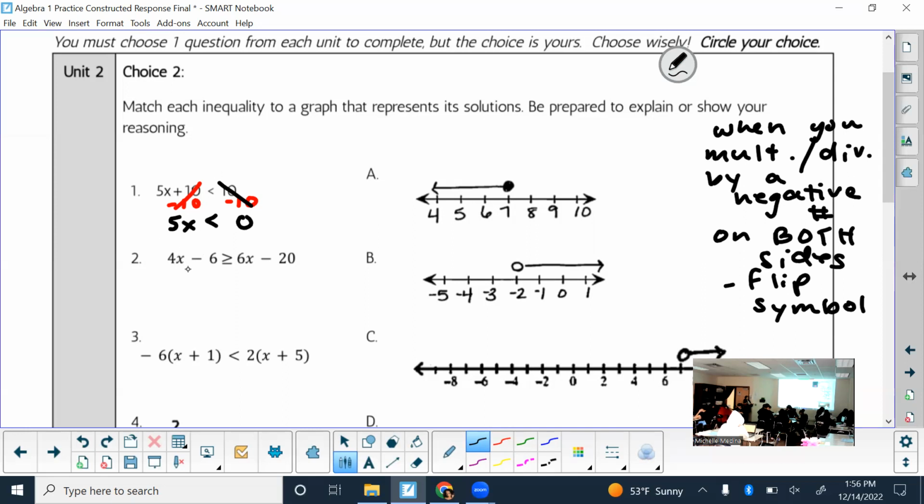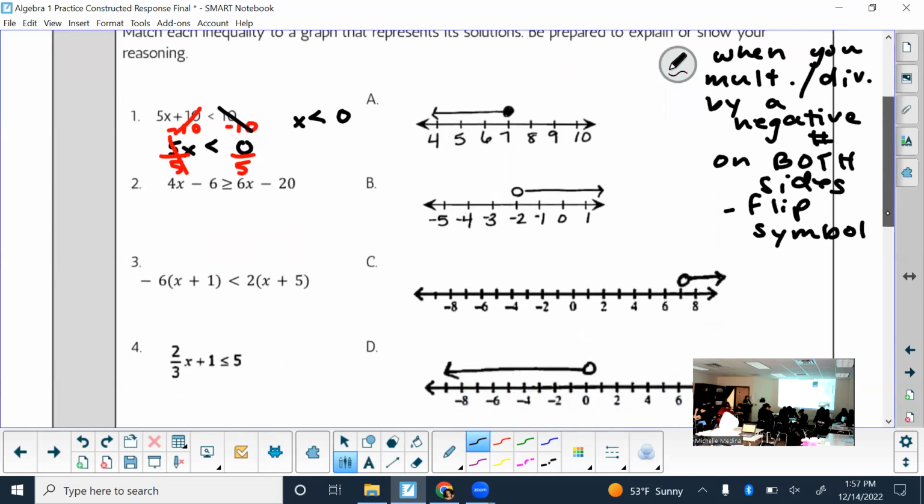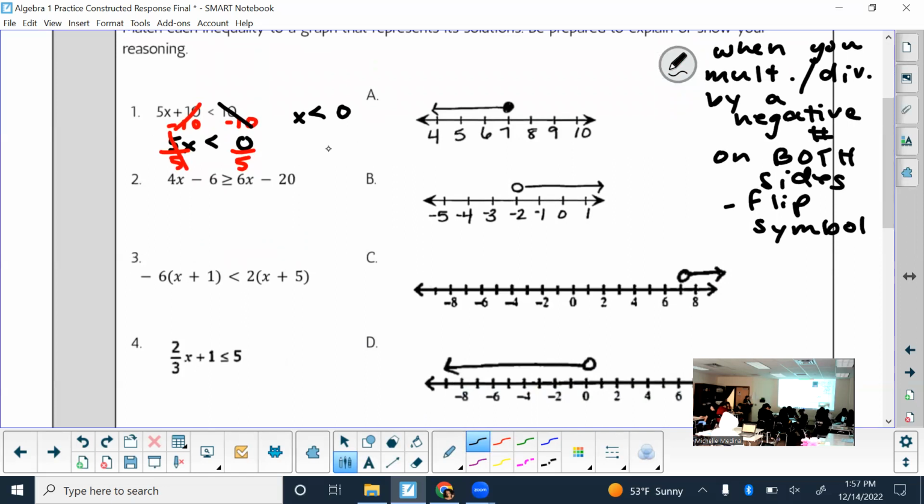Now, x is not alone yet. Opposite of multiplying by 5 is dividing. Do I need to flip the sign when I divide by 5? No. Why not? Because it's not a negative number. So you leave it alone. It's x less than what's 0 divided by 5? 0. So then which one must it be? B, C, or D? D. Yeah, that's the only one that's even on the 0. The others are on different numbers, and then the others have closed circles, which this sign would have to be open because it doesn't have the line.